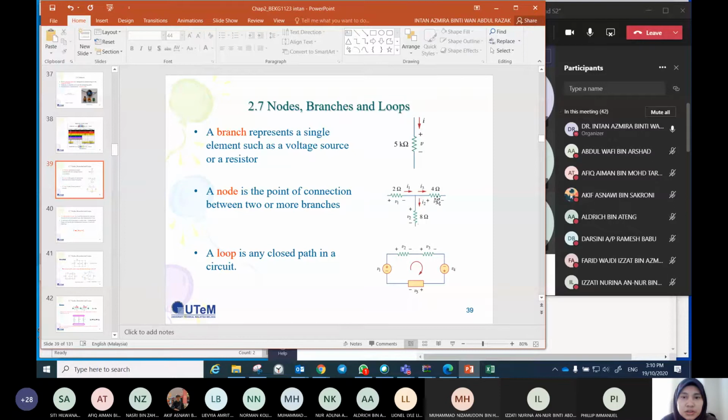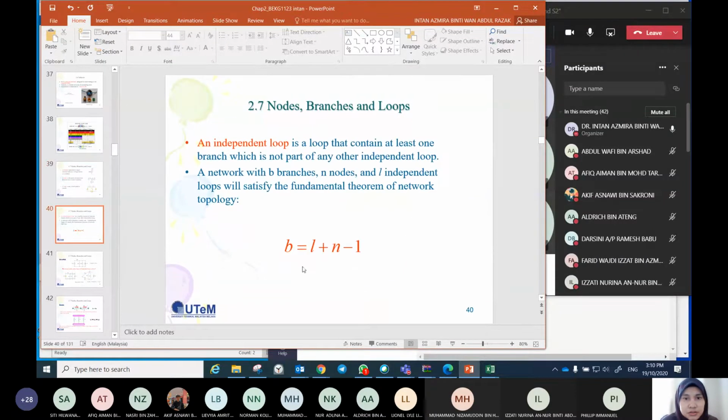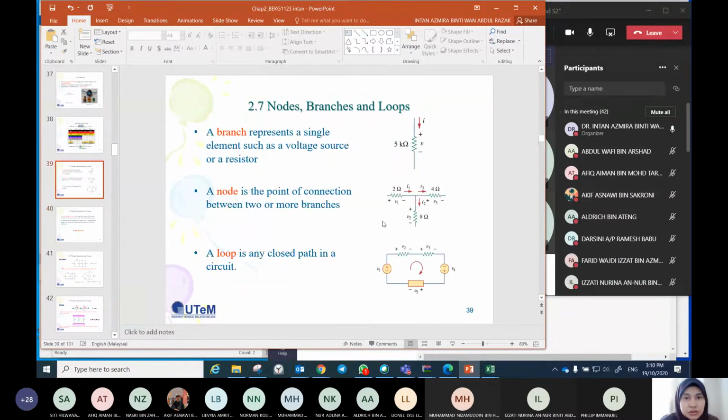So this, how many branches here? Three, right? Yes, three branches. So, at the middle, this is a node. Loop is a closed path in a circle. Okay. Basically, this is a node.